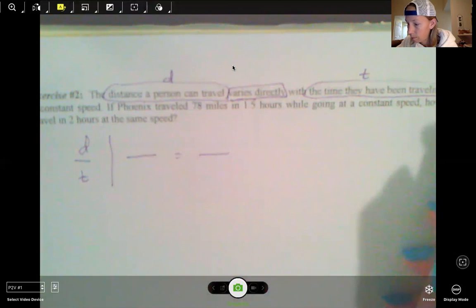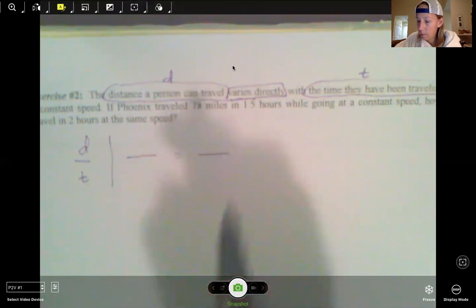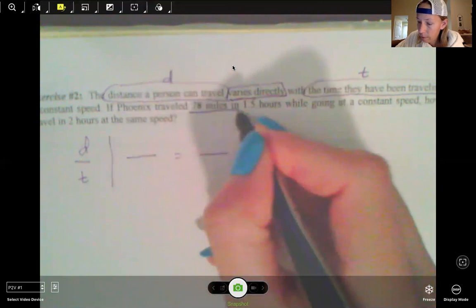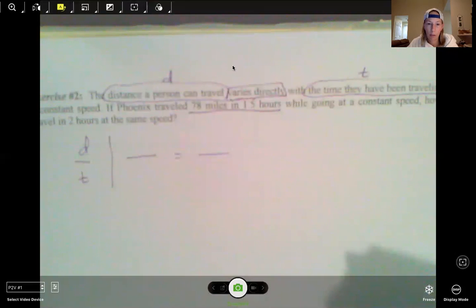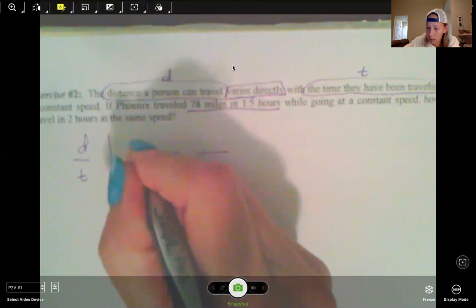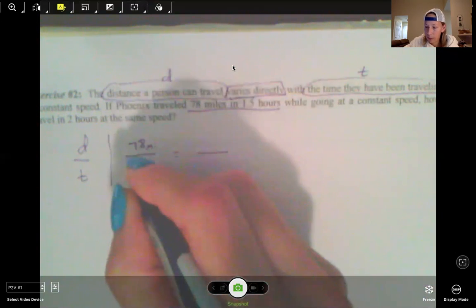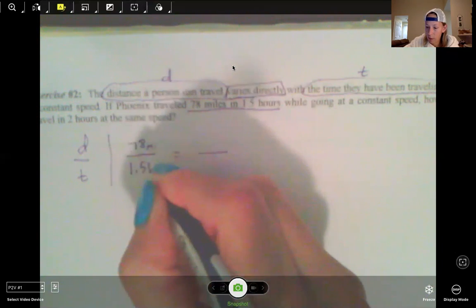So for example, it says if Phoenix traveled 78 miles in 1.5 hours. So that's like if y is this and x is this. So they gave us D, the distance, so that goes on top. And then they gave us the time that happened in, so 1.5 hours.